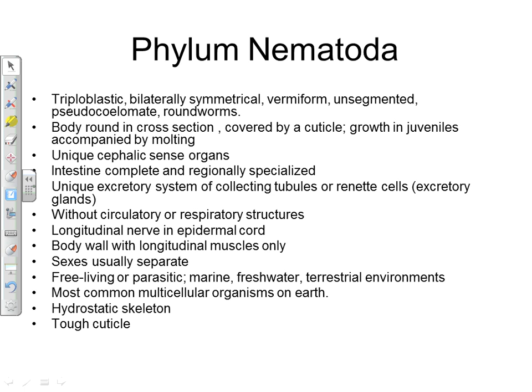They have some collecting tubules that are sort of like your kidneys to help them get rid of waste, nitrogenous waste out of their blood. And no circulatory or respiratory systems. They're completely dependent on what to move things around in their body? Diffusion and osmosis. Right? They've got a longitudinal nerve to help them sense things. Their sexes are usually separate. They're not typically hermaphroditic. A lot of them are free-living, but also there's many famous parasites in this group. And they have a hydrostatic skeleton, which means water helps to hold their shape in place. Water pressure.